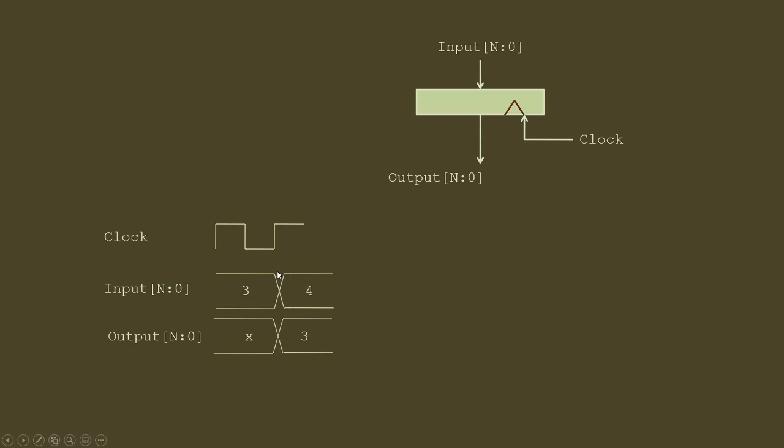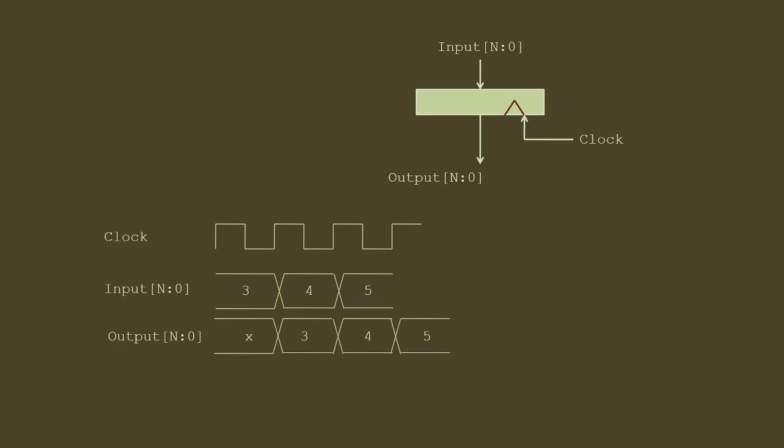So if in the next cycle I input a value of 4, then at that rising edge of a clock, since input is 4, the output will be 4. Similarly, in the next cycle, if the input is 5, so at this rising edge of clock, input is 5. So in the subsequent cycle, output will be 5.